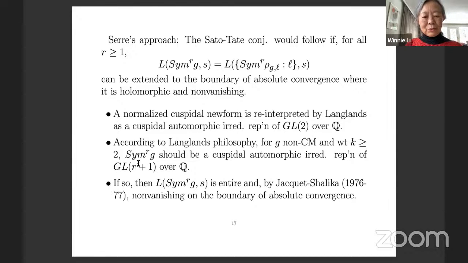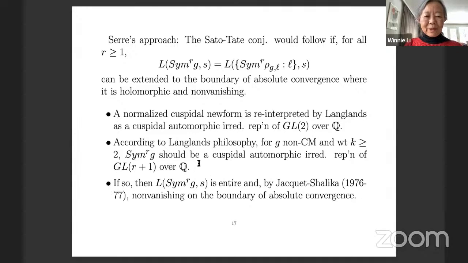So when R is equal to 1, that's our original G, that's for GL2 over Q. Okay. So if the symmetric power is a cuspidal automorphic irreducible representation, then one knows that its L function actually is entire. So in particular, it is holomorphic on the boundary of absolute convergence. Okay, and Jacques Chalaik has shown that it will be non-vanishing on the boundary.